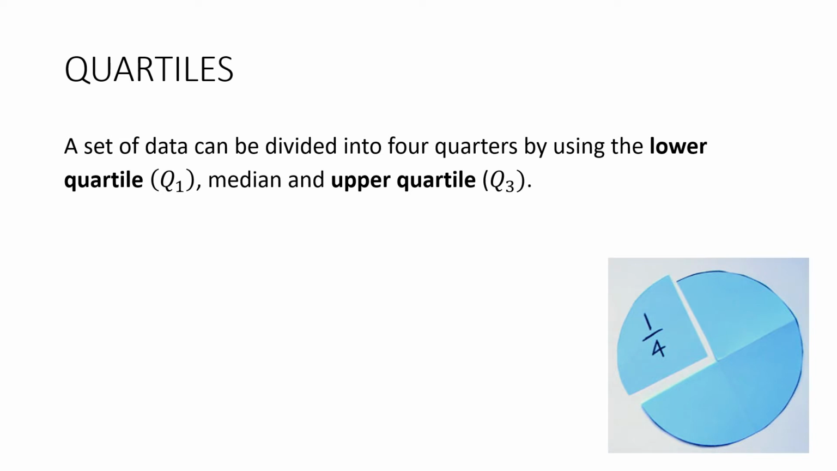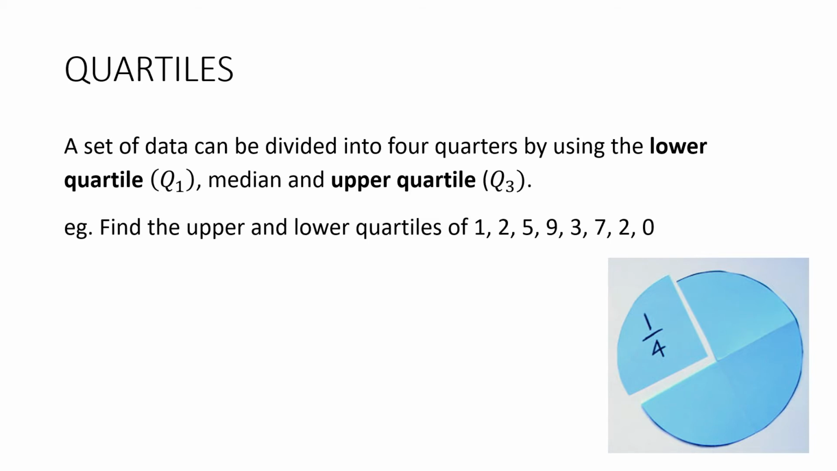Another way to work out the spread is to use quartiles, and a set of data can be divided into 4 quarters by using the lower quartile, the median, and the upper quartile. Let's find the upper and lower quartiles for this data set. Now the first thing we have to do, just like when we're finding the median, is put the data in order. So there it is, 0, 1, 2, 2, 3, 5, 7, 9.